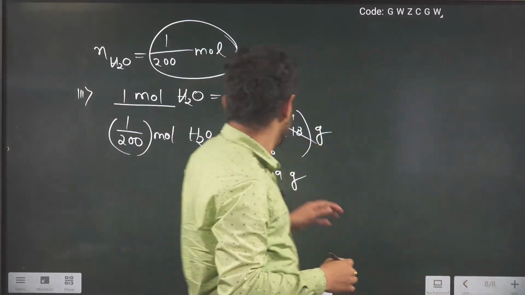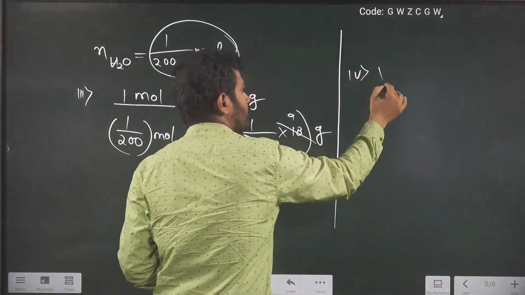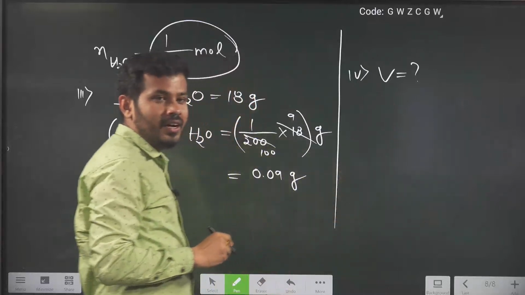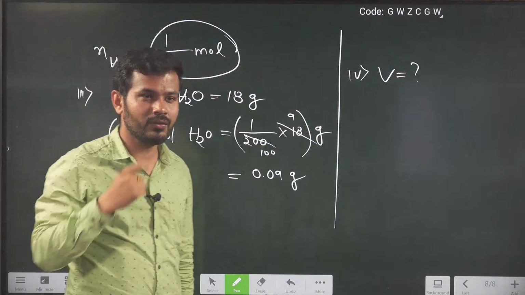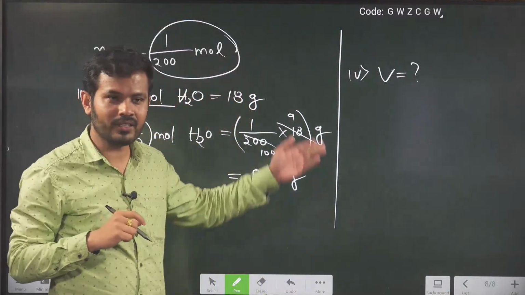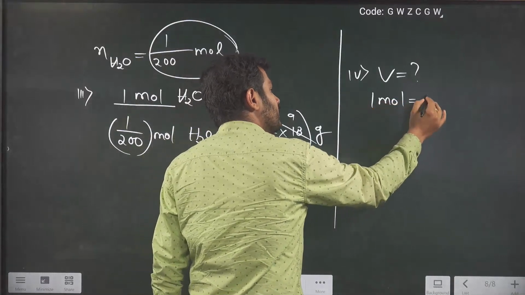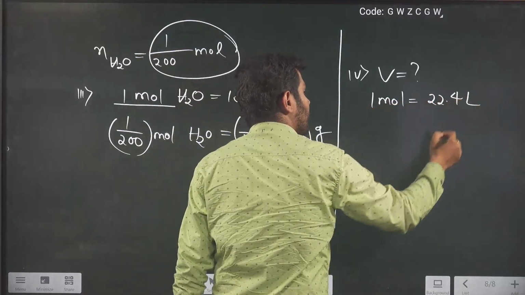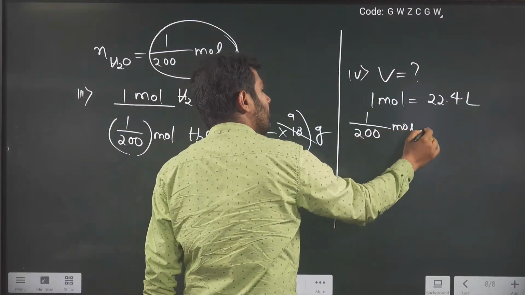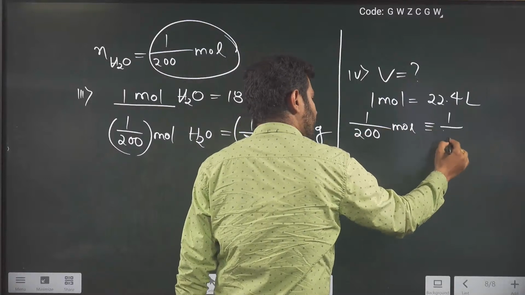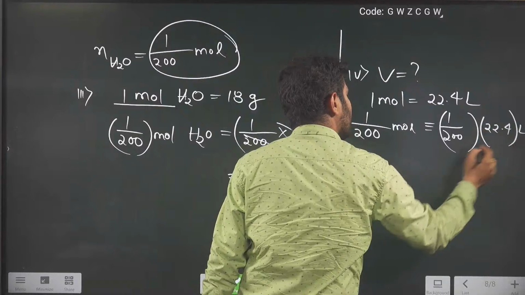Please solve the fourth part of this question. The fourth part was related to the volume of the sample. How to solve the volume? It is very simple, 0.012 liter. Several students are saying 0.012. Let us calculate and verify. We know that 1 mole of a gas is equal to 22.4 liter at STP. But we do not have 1 mole, rather we have 1 by 200 mole. So the volume will be 1 by 200 into 22.4 liter. So how much is it?